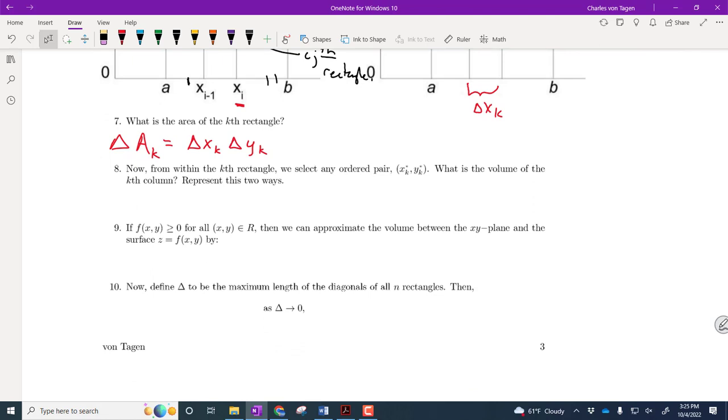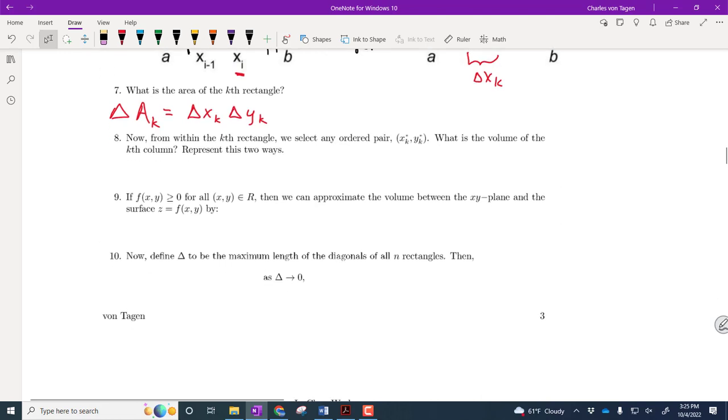And so then from the kth rectangle, we want to select any ordered pair from within it. What is the volume then of the kth column? Let's represent this two ways. Oh yeah. So the volume of the kth column would be our f of x_k star, y_k star, times our delta A sub k. What does A sub k stand for? The area of the kth what? Rectangle. That's the base. And what is this representing? The height of that column.